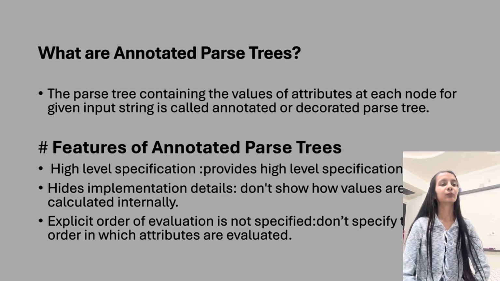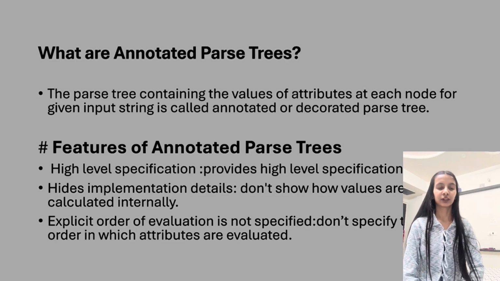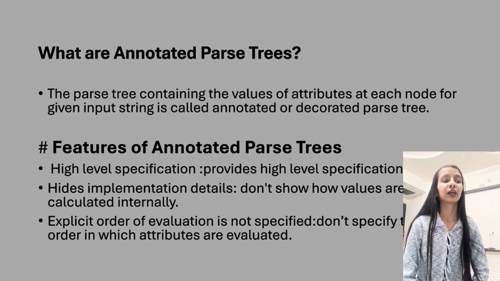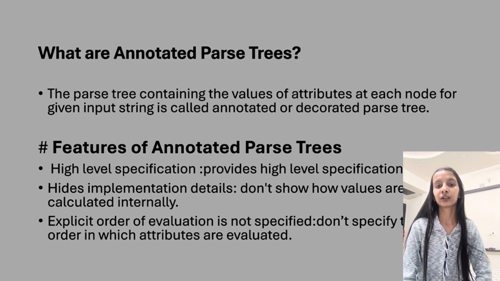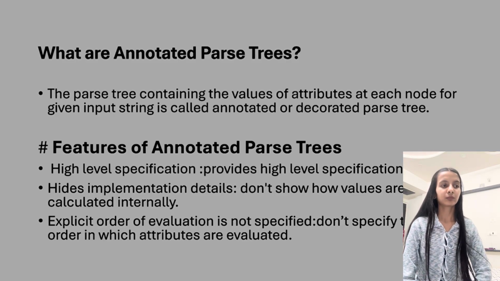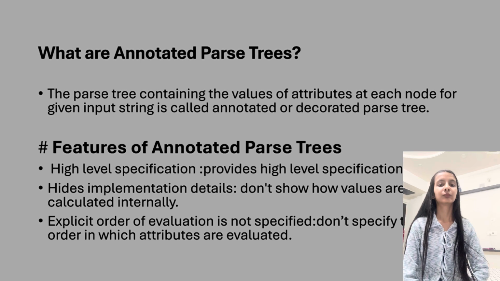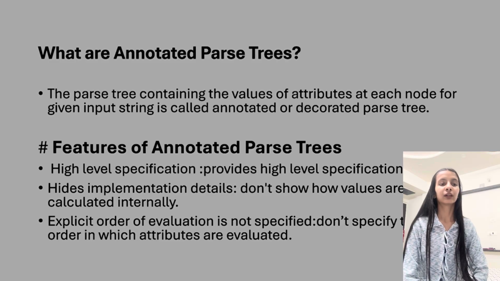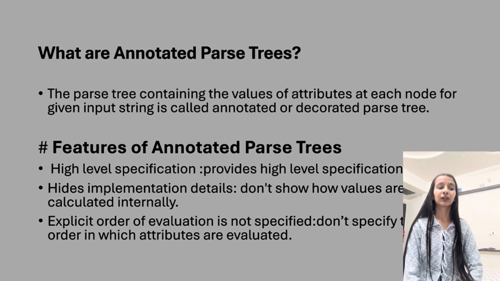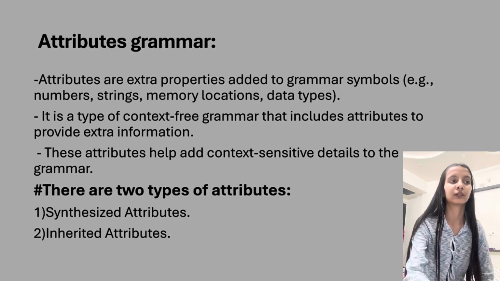Features of annotated parse tree: high level specification. It simply provides a high level specification. It hides implementation details and only shows the necessary contents. Also, the order of evaluation is not specified. It doesn't specify the exact order in which attributes are evaluated.